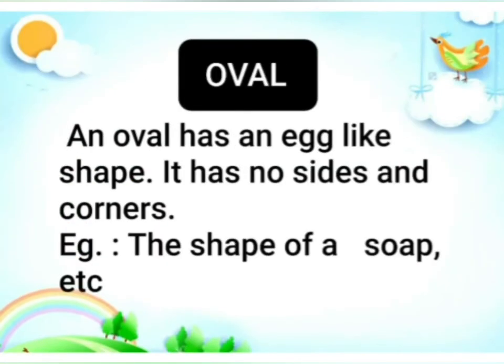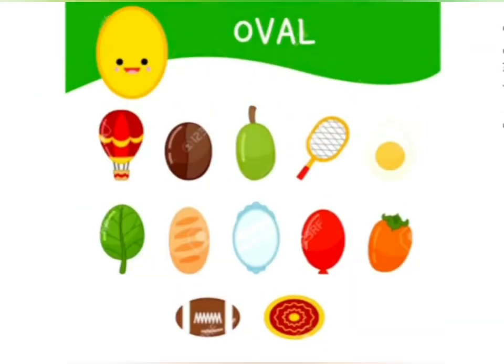An oval has an egg-like shape. It has no sides and corners. For example, the shape of soap, etc. These are some more examples of objects having oval shape: a hot air balloon, a coffee seed, a soccer ball, etc.